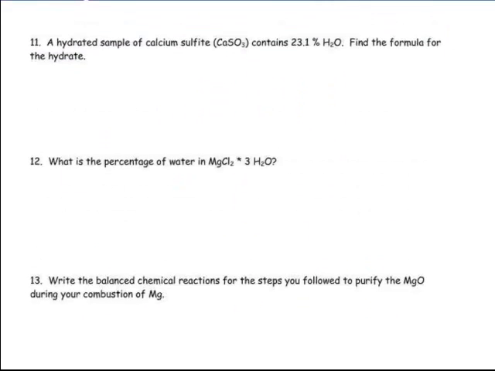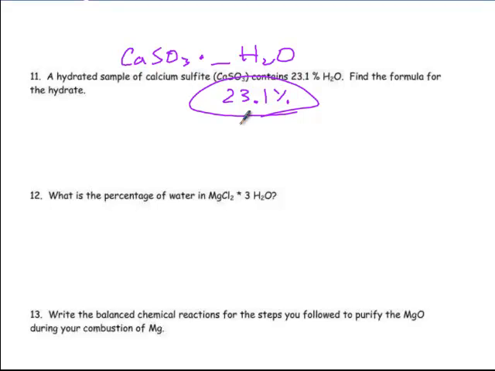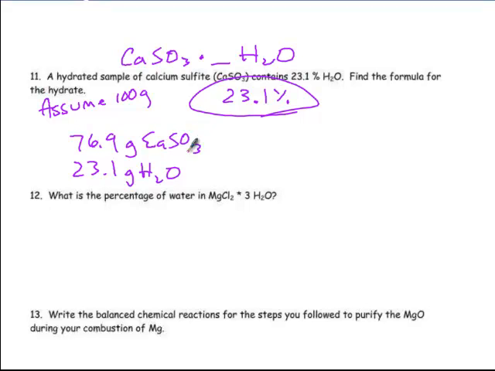All right, last few questions here. Another hydrate question. A hydrated sample of calcium sulfite is 23% water. So my preliminary step, whenever I'm given a percentage, is I'm going to assume I have 100 grams of this. Because if I do that, I know how many grams of water I have. So then I have to subtract from 100 to figure out how many grams of the calcium sulfite I have.